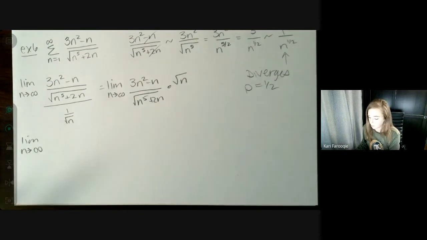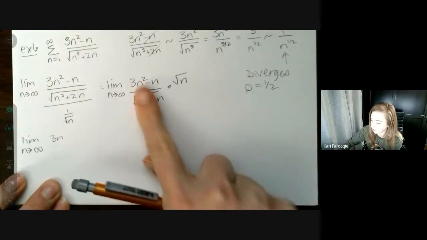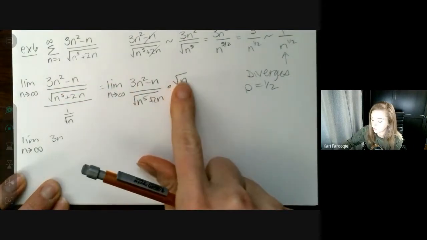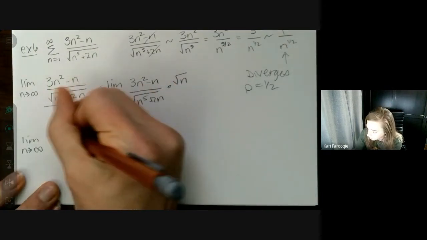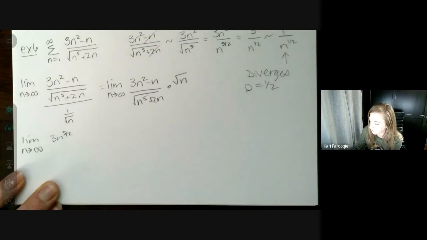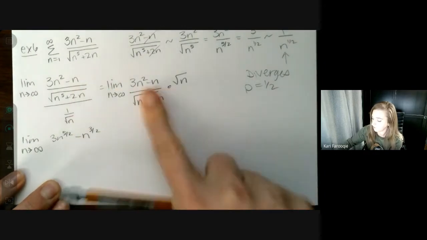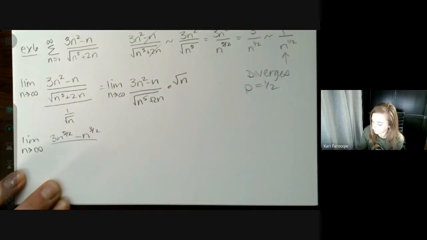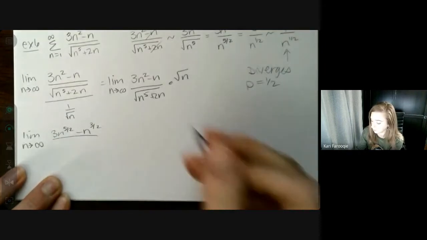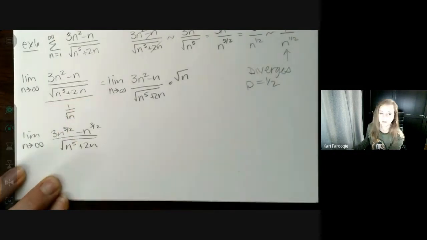So we can go ahead and multiply it in, and you'll get 3 times n to the, well, this is n squared, and there's n to the 1/2. If you're multiplying and you have the same base, you add the exponents. So that's 3n to the 5/2 minus n to the 3/2. So you have 1 plus 1/2 is 3/2, divided by the square root of n to the 5th plus 2n.